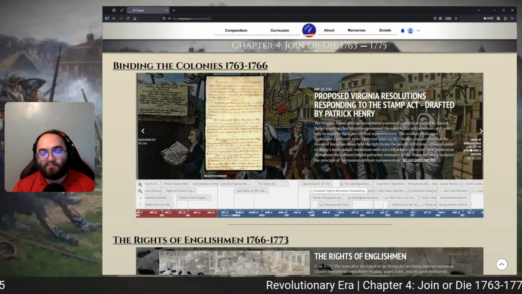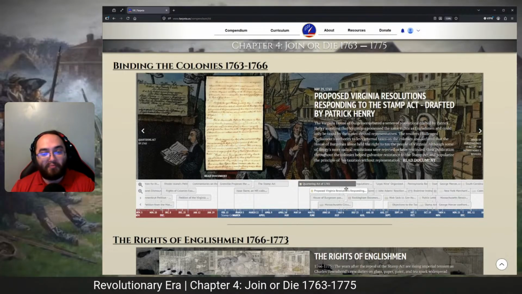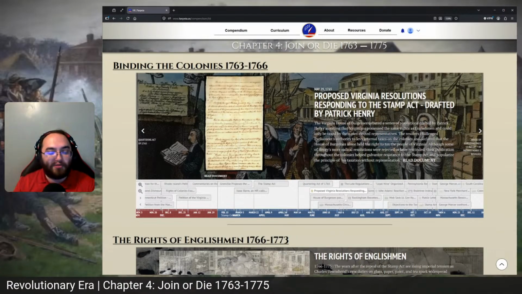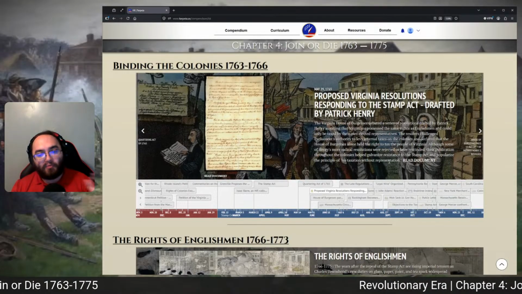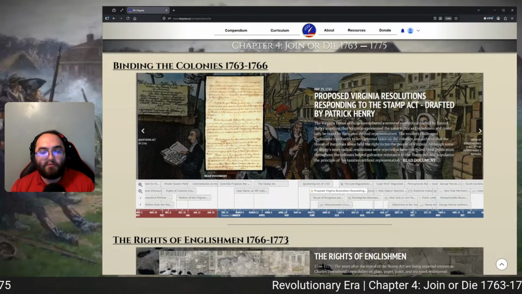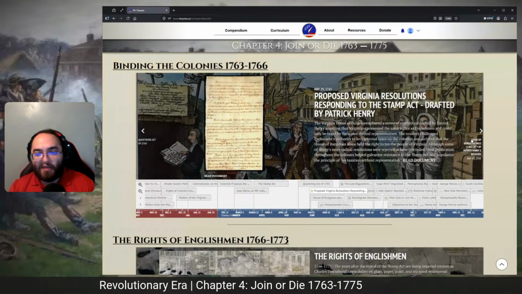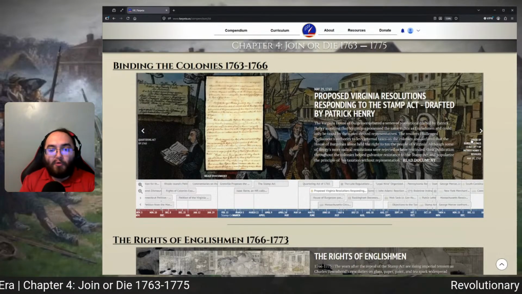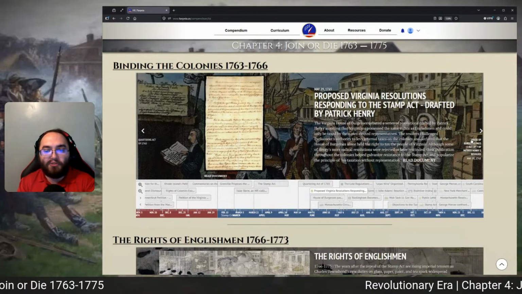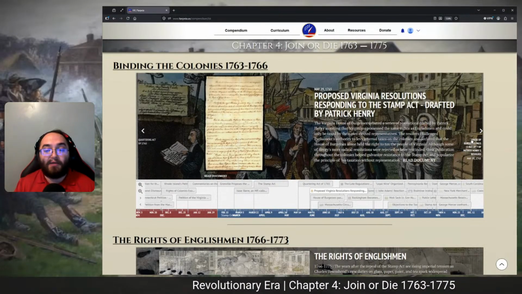And so relying and looking towards primary sources is very important, and that's the whole point of our project, to make the primary sources known, but also provide the full text of each of these documents so that you guys can study it. And so here are the proposed Virginia Resolves responding to the Stamp Act. It was drafted by Patrick Henry.